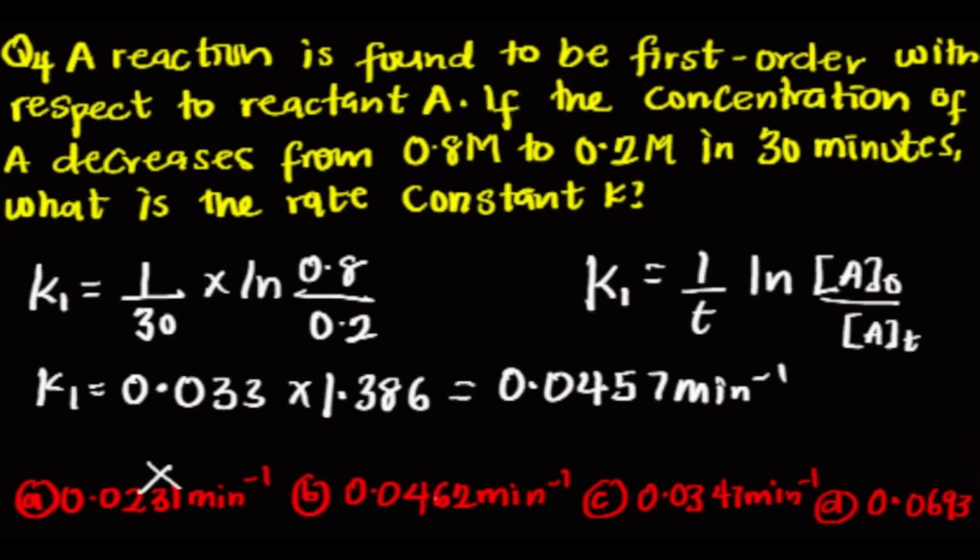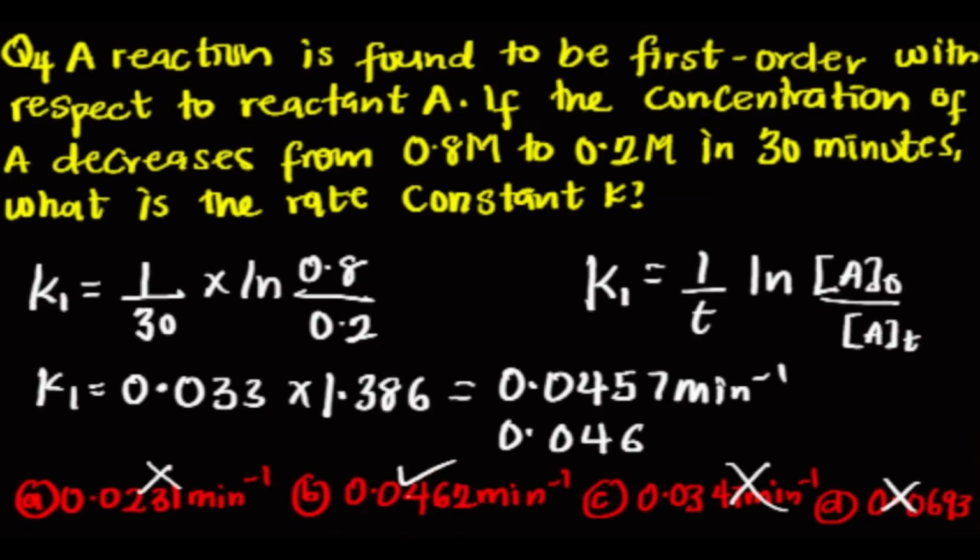This is 0.00462. This should be the right option. But for now, let's just look at another one. This is not the right option, and this is not the right option. So if we approximate this, we're going to have it to be 0.046, right? So we can actually go for option B, which is the right answer.